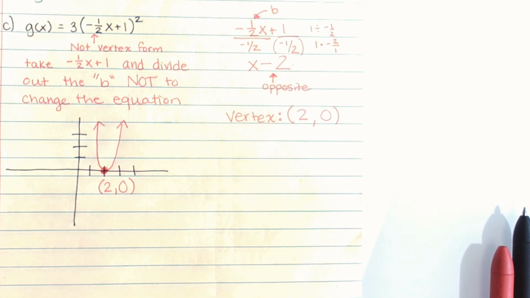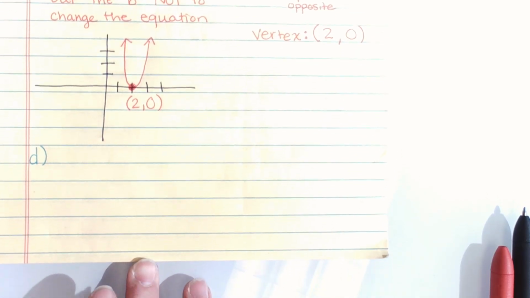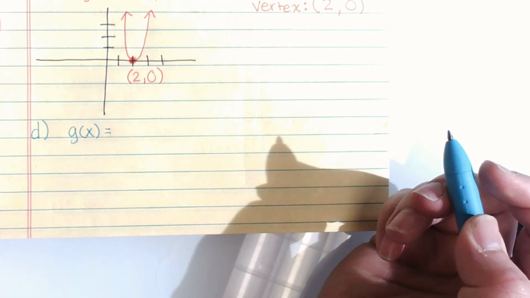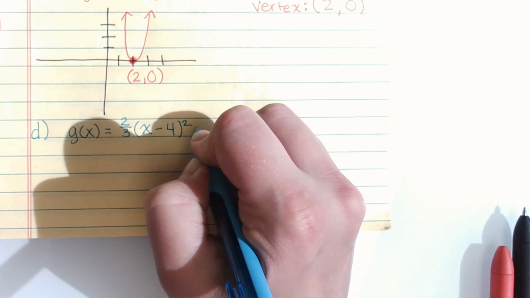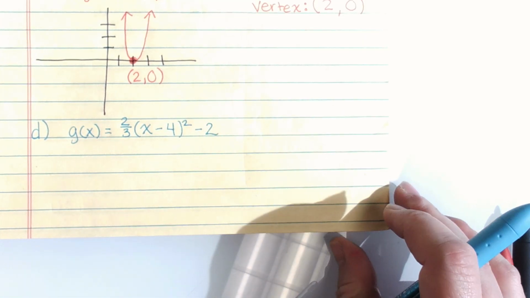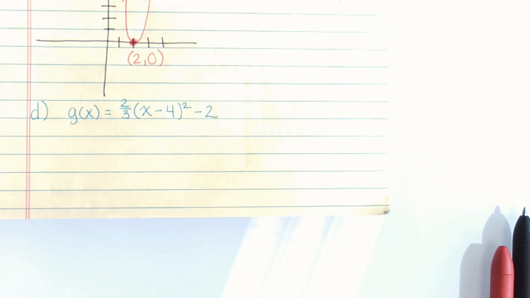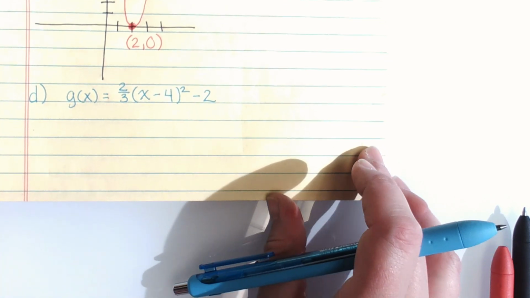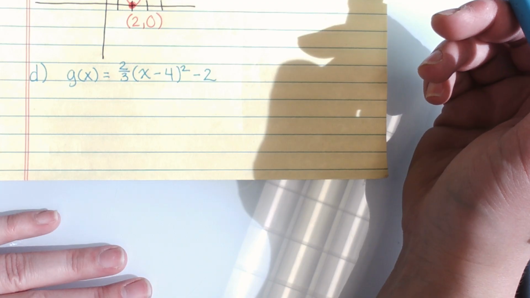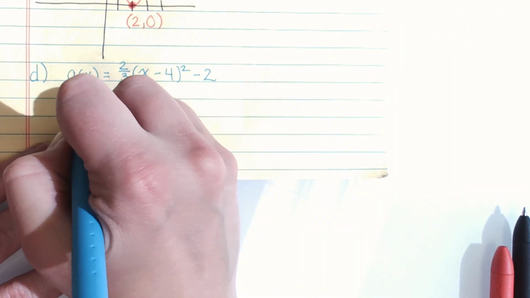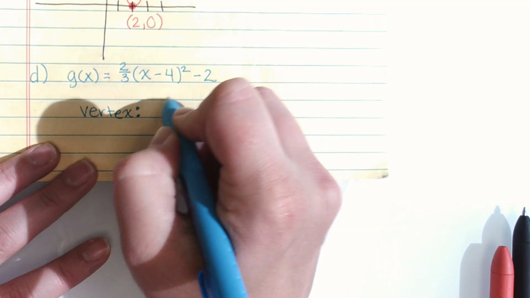We're going to do just one final example. This last example, I'm going to do the way that we just did. Because in the end, that will be the easier way to do it, if you can master it. G of x is equal to 2/3 parentheses x minus 4 quantity squared minus 2. Is this in vertex form? Yes, there's not a number here. If it's in vertex form, you should be able to tell me where the vertex is without having to do any graphing.